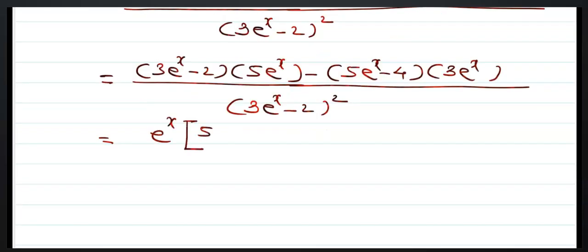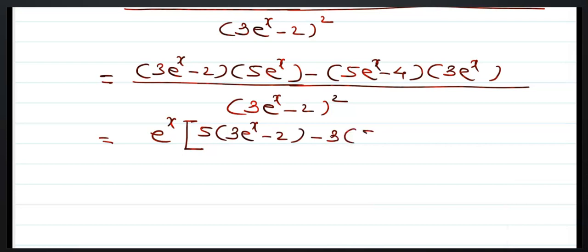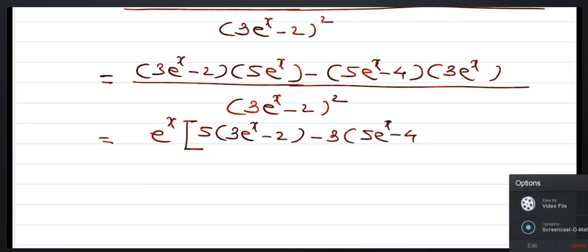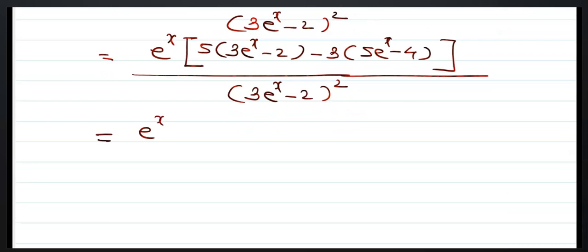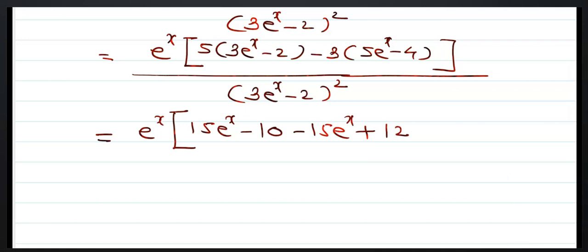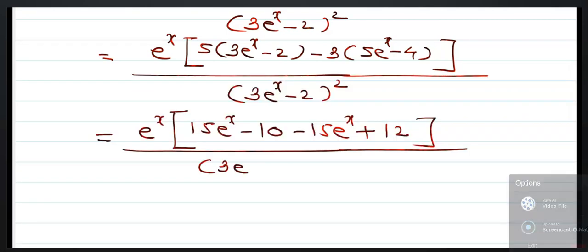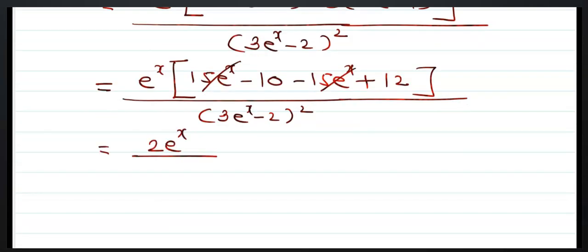Therefore, again normal simplification. We can take e raised to x common: e raised to x in bracket, 5 in bracket (3 e raised to x minus 2) minus 3 in bracket (5 e raised to x minus 4), upon (3 e raised to x minus 2) whole square. Now normal multiplication: 5 into 3 e raised to x is 15 e raised to x minus 10, minus 15 e raised to x plus 12, upon (3 e raised to x minus 2) whole square. Now plus 15 e raised to x and minus 15 e raised to x get cancelled. You will get minus 10 plus 12, that is 2 e raised to x upon (3 e raised to x minus 2) whole square. Therefore the dy by dx is equal to this.